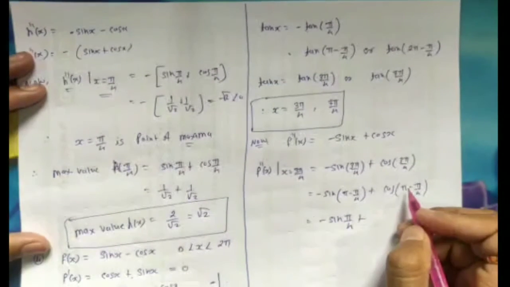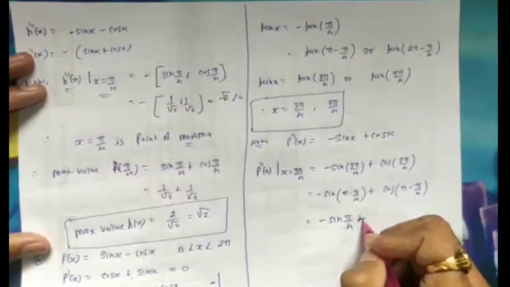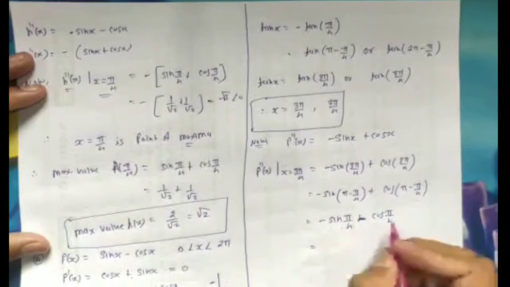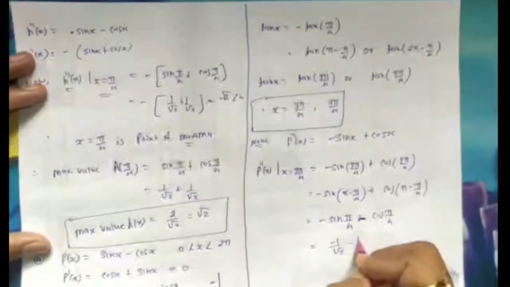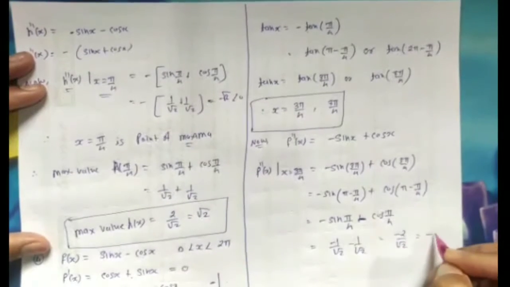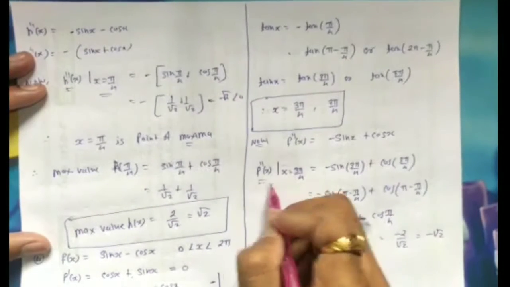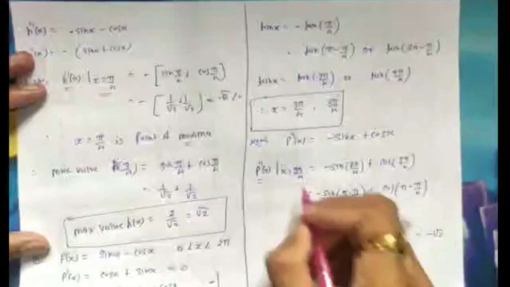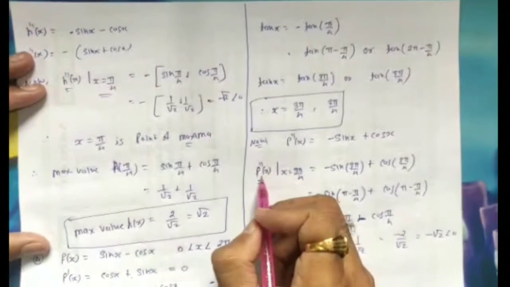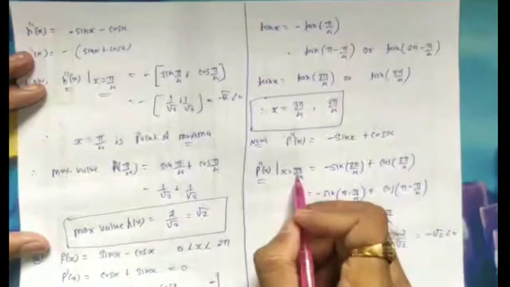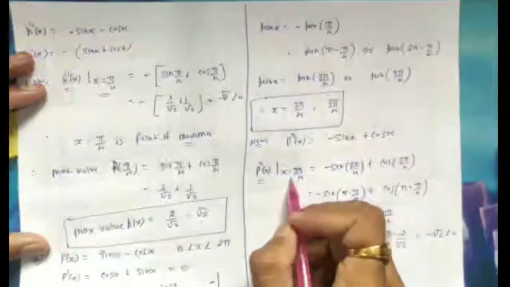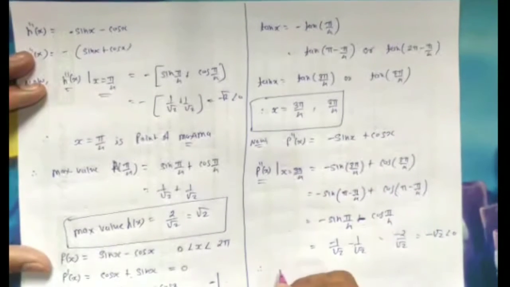Here cos in the second quadrant, negative is there. So it's again minus cos pi by 4. So sin pi by 4 and cos pi by 4: minus 1 by root 2, minus 1 by root 2. So it is minus 2 by root 2, that is equal to minus root 2. So this is f double dash x at x equal to 3 pi by 4, which is minus root 2, which is less than 0. Now the value of the second order derivative of this function at x equal to 3 pi by 4 is less than 0. So we can say that x equal to 3 pi by 4 is the point of maxima.